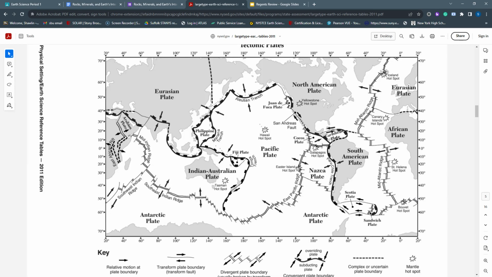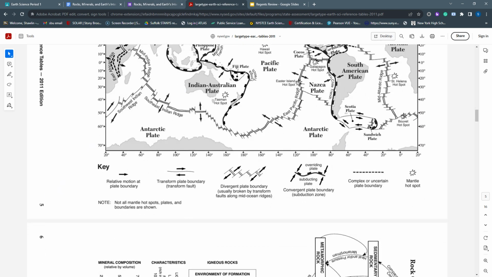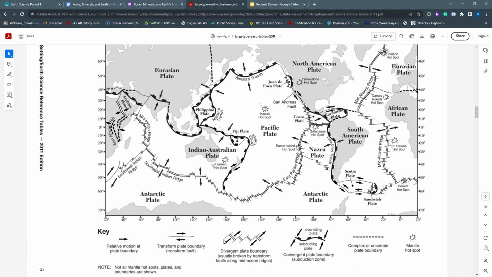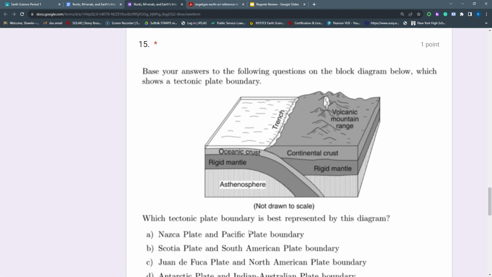Okay, here you go. Here's the Southeast Indian Ridge right here, and you can see they form in a divergent plate boundary. This is page 5. This is where you're gonna find all your tectonic plates, your plate boundaries, convergent, divergent, and transform, as well as hotspots. Okay, 15. Which tectonic plate boundary is best represented by this diagram?